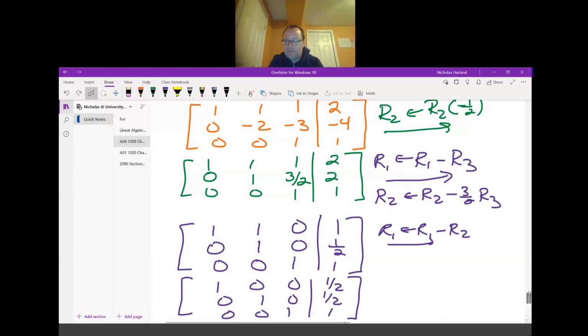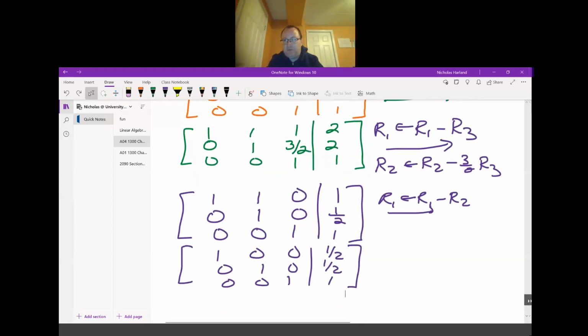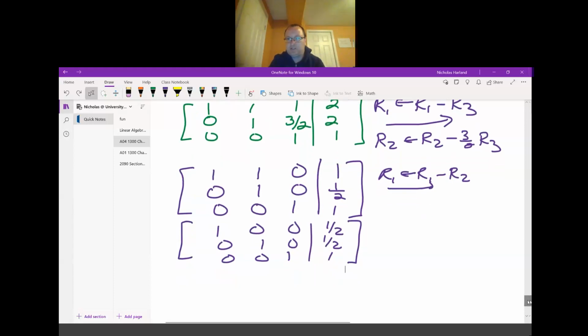So both are valid methods. This question didn't specify one versus the other. So if you wanted to stop and then jump back to the equations, it'd be a little bit more work in the equations, but it would still answer the problem.